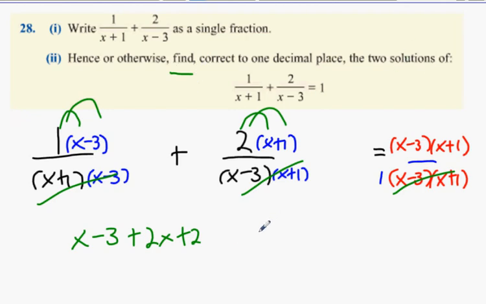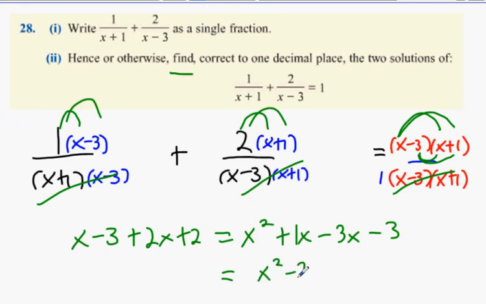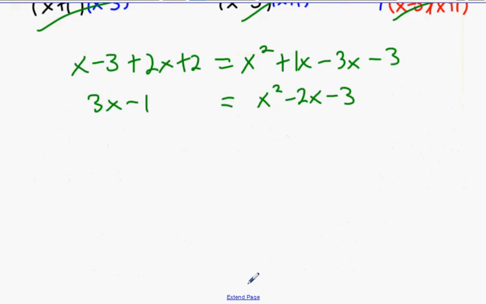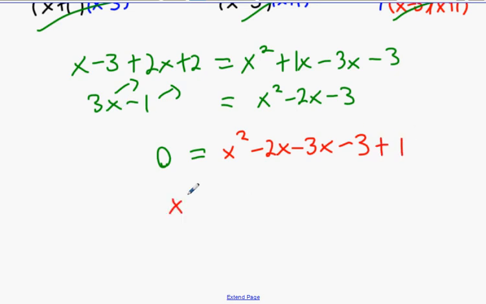Okay, and 2x plus 2, then multiply this one out here. Plus 1x. Then minus 3 by plus 1, minus 3. x squared minus 2x minus 3. And then that's going to be 3x minus 1. Okay, guys, what next? Bring over the 3x and bring over the minus 1. x squared minus 2x minus 3x, because it's now minus 3x. Your minus 3, and then plus 1. x squared minus 5x minus 2.